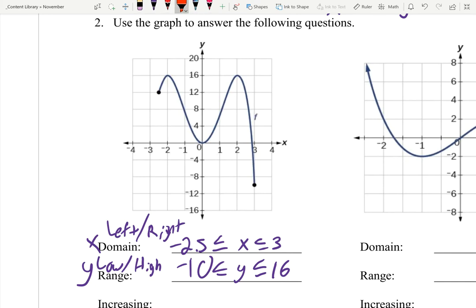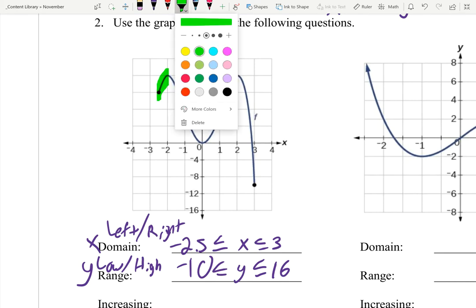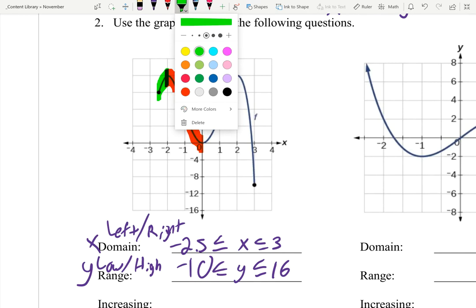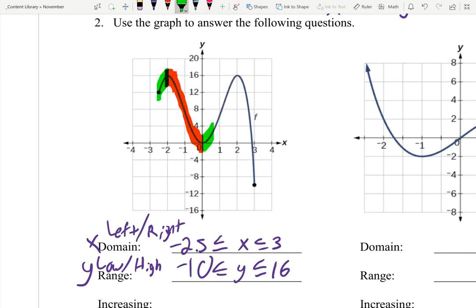So if I trace it from the left to the right, the first thing I'd notice is here I'm going up. I'm going up until I get to that point, and at that point I make a turn and I go down, and I go down until here. And then I notice if I continue drawing my pencil, I'm going to go up again at this part, and then finally make another turn and go down again here. So my green is my intervals of increasing, my red is intervals of decreasing.